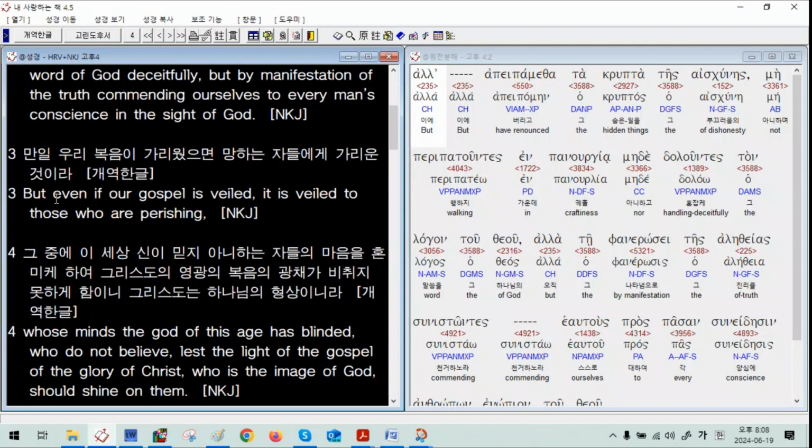And the light in verse 3 is talking about the gospel. But the gospel is veiled. Why? Because I am not able to understand the light, and I am not able to understand the darkness. I have to understand both, having a distinction. Until that time, the gospel is veiled.